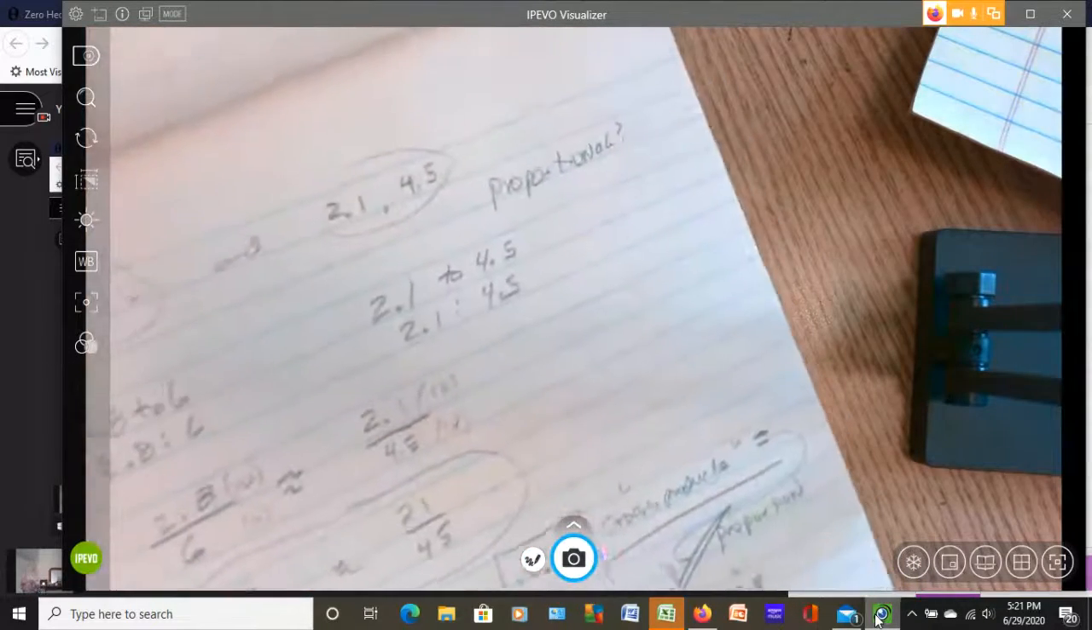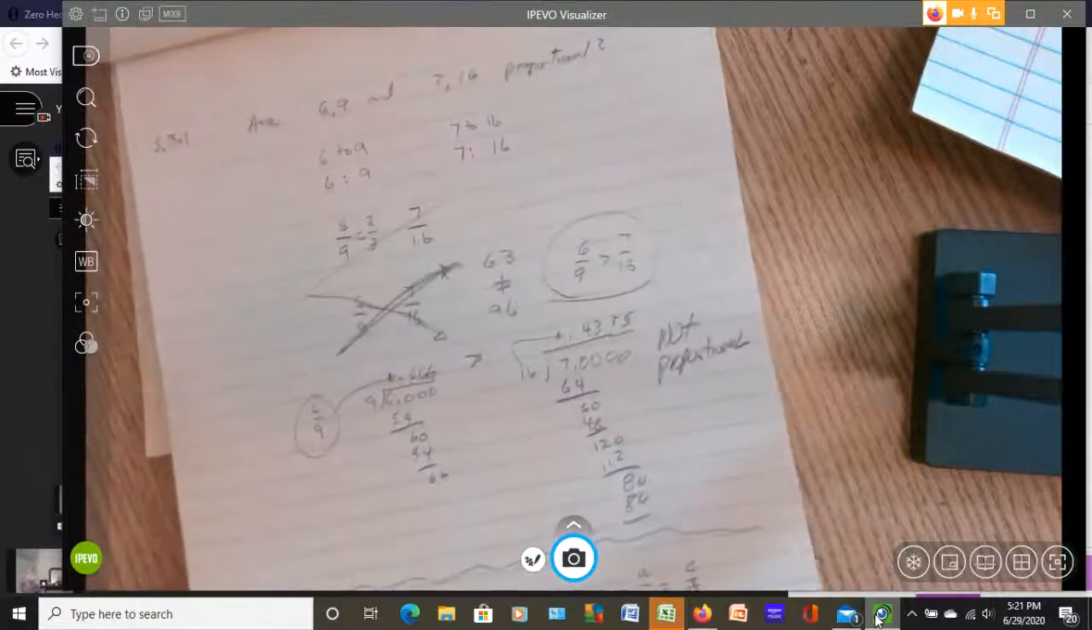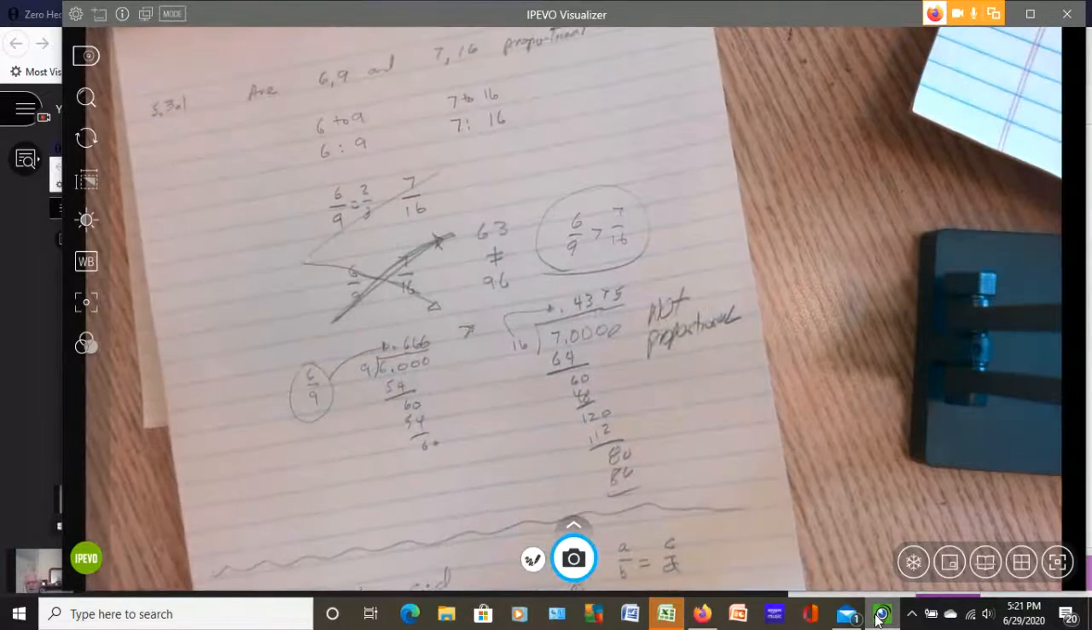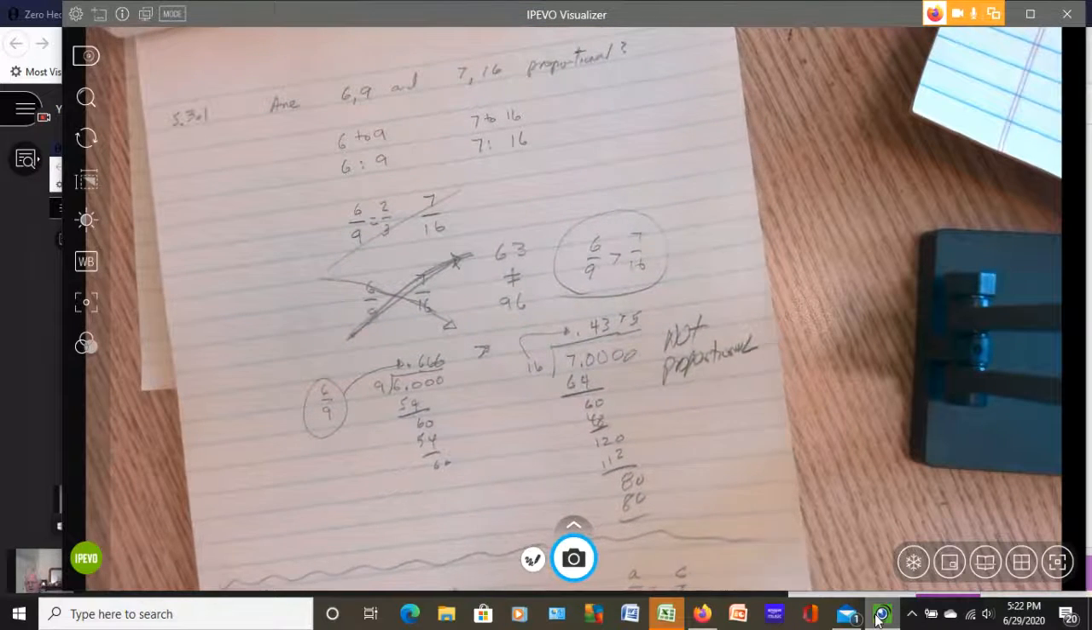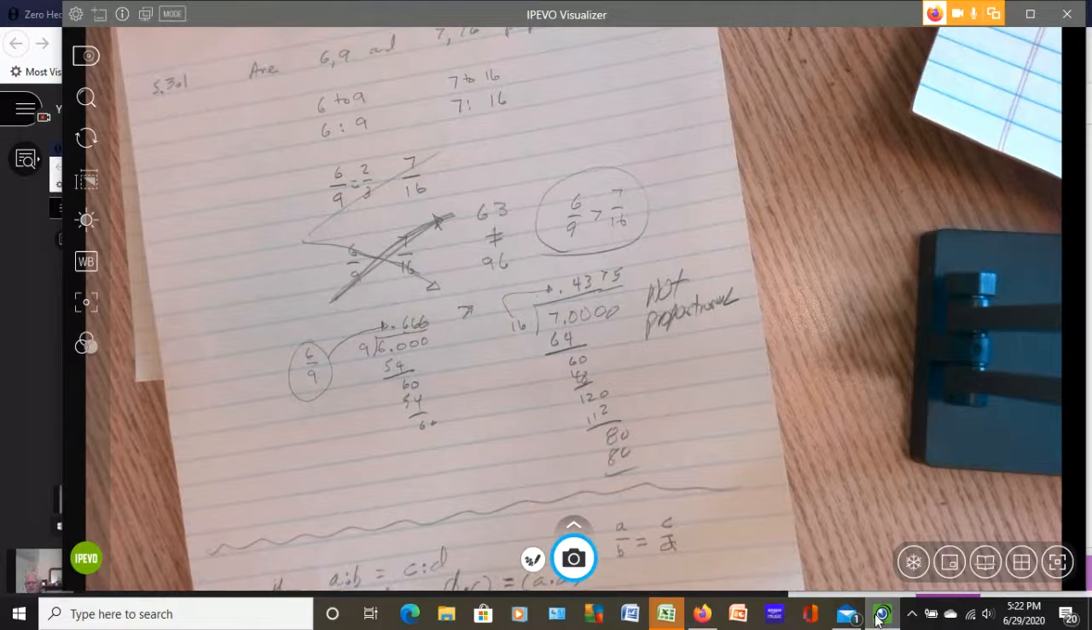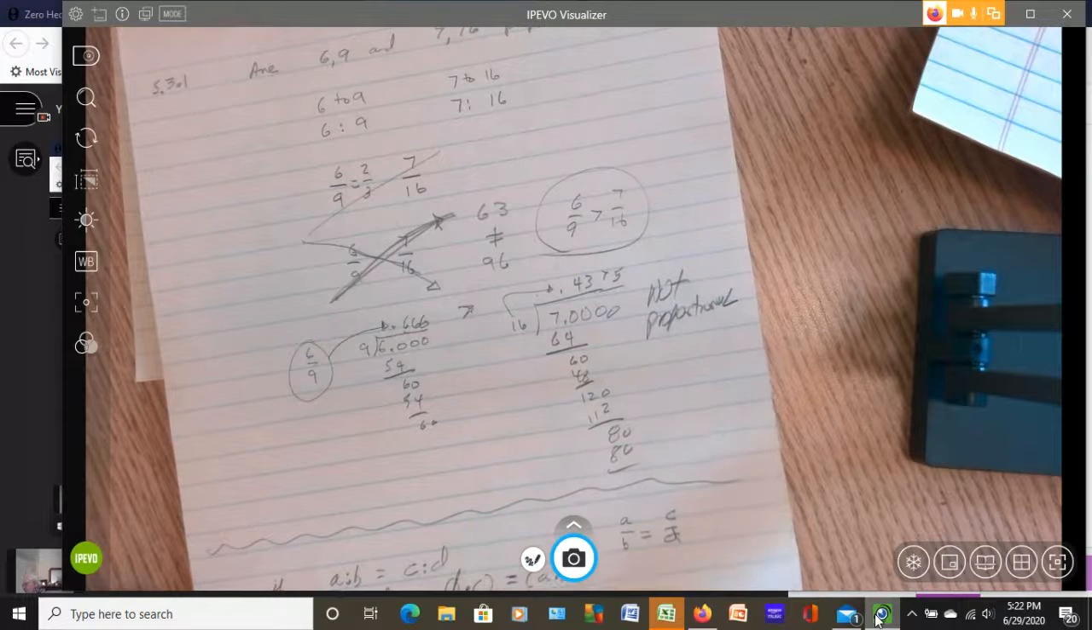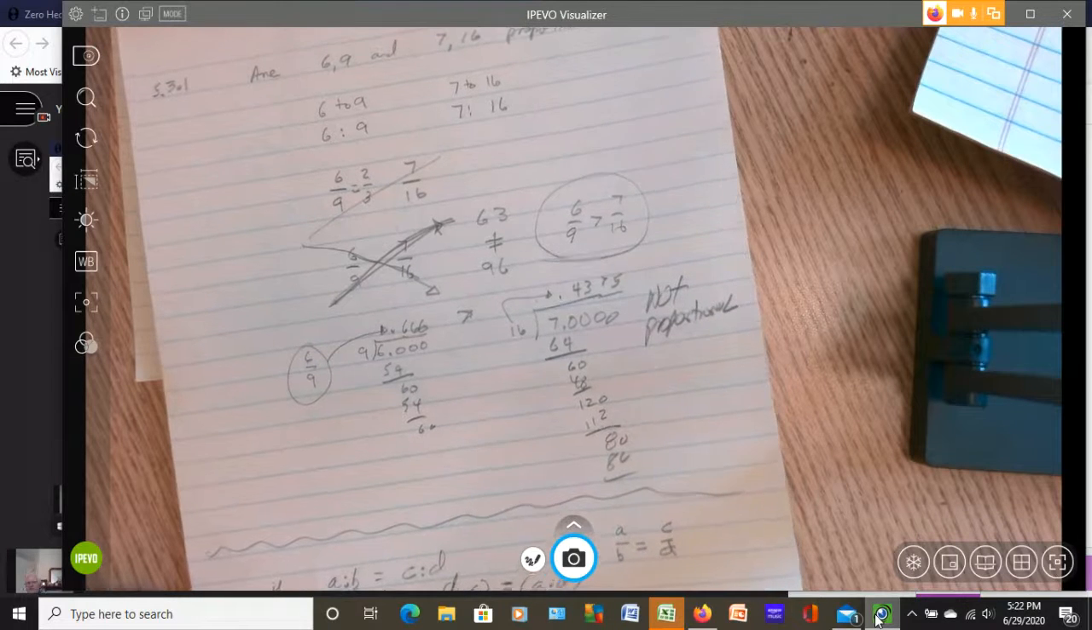Now we had an earlier problem, which was 5.3.1, where we had these two values, 6 and 9 and 7 and 16, and we concluded from that when we did our cross product multiplication that no, we did not have equal cross products. And so therefore we said it was not a proportion.